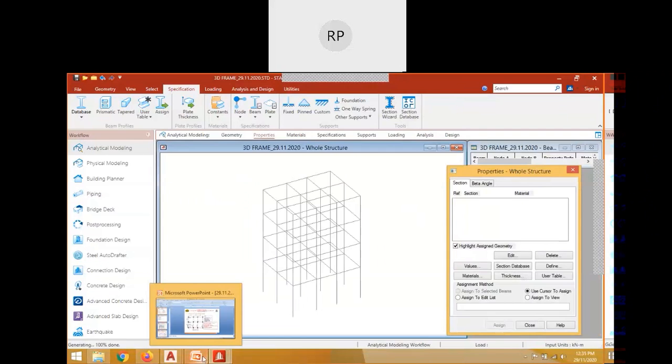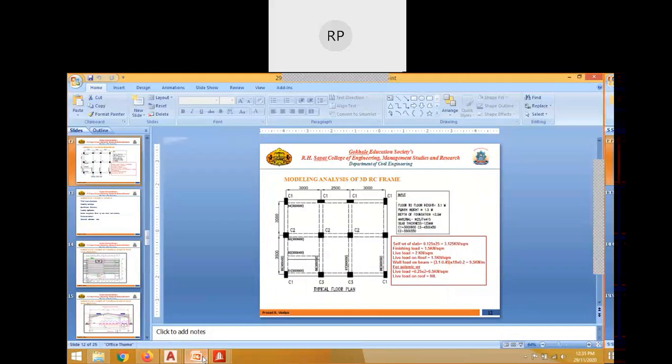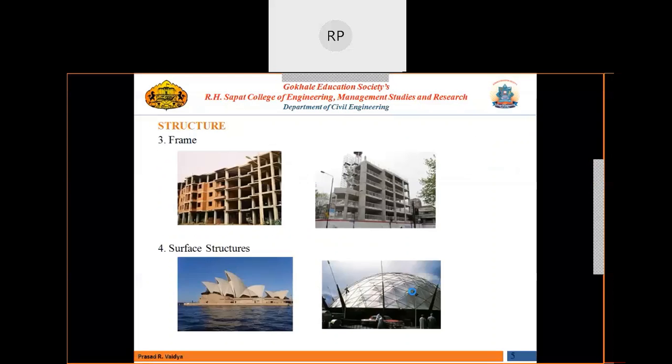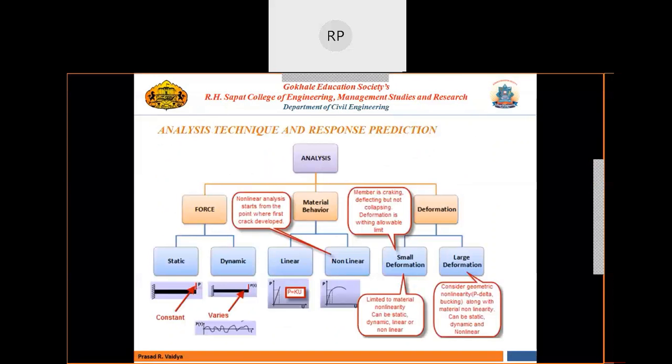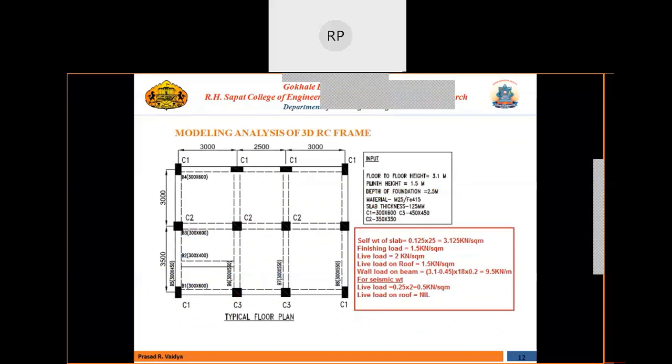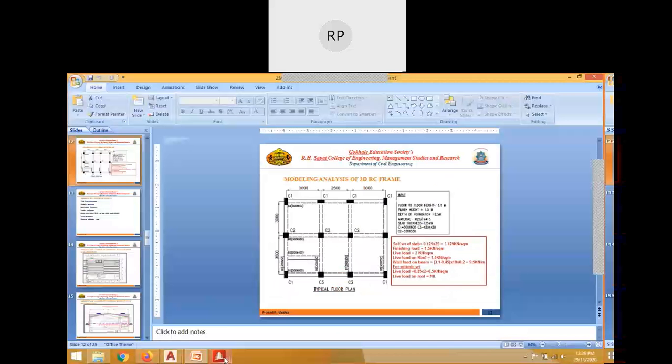So now let us go back to our PPT and let us check how many beams and columns we need to define. Is the PPT visible to you? Yes, sir. Okay, fine. So I will make it full screen. You can see here there are three types of column we are going to use in the structure. One is 300 by 600, another is 450 by 450, and then another one is 350 by 350. So these three columns we will define first.